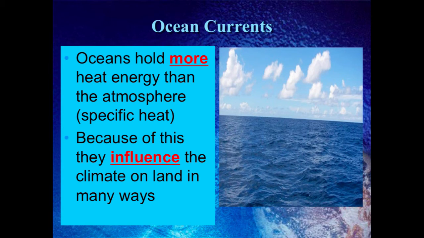All right, so let's go from the air into the ocean. Now, oceans hold a lot more energy than the atmosphere does, and this is called specific heat, meaning how much energy does it take to heat up 1 milliliter of water 1 degree Celsius. That's the definition of specific heat. And in 6th grade, you should have talked about how water has the highest specific heat, meaning it takes a lot more energy to heat up water than it does air or any other thing on Earth. So because of this, oceans are actually going to influence the climate and our weather more than anything else, okay?